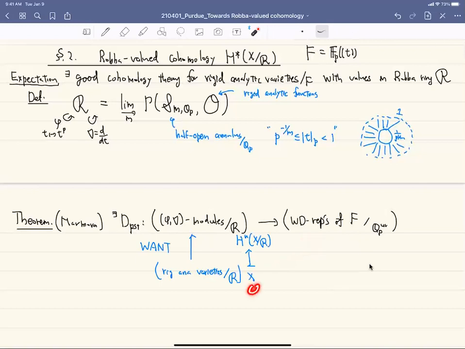And if your variety admits some action, for example by GL_n or D^*, then the composite should have actions by the Galois group as well as GL_n and D^*. So that's the naive hope. And if we want to have this kind of functor.